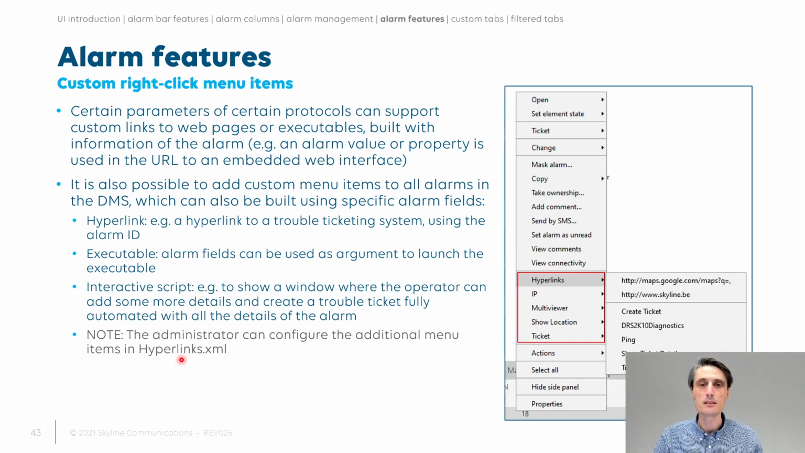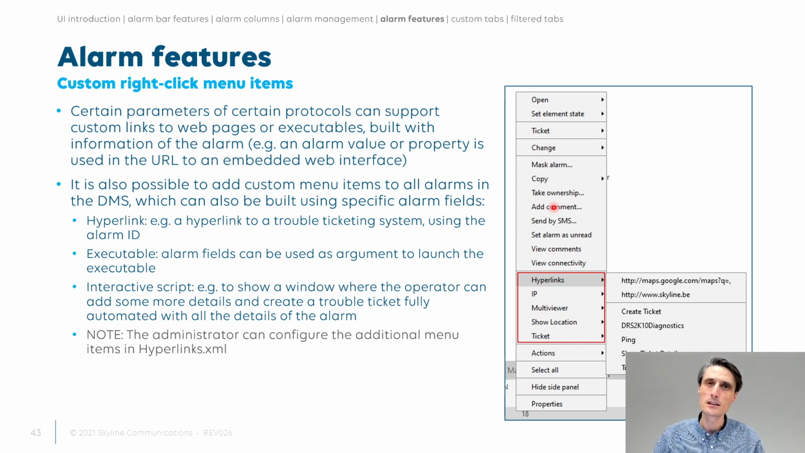In the hyperlinks XML, there's some more information in the help. You can say like, okay, I want to immediately have certain actions available in the right-click menu. What can you do? Well, you can add, first of all, a hyperlink. A hyperlink to a website could be a fixed one, just opening an internal net website, or in this case, we have one to Skyline.